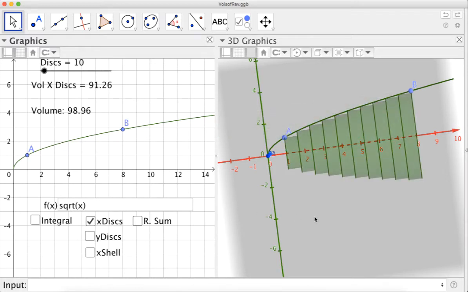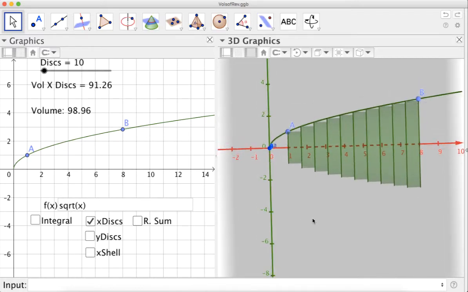But for now, we'll be working with what happens when we rotate a figure like this around the x-axis, and thinking about what are the dimensions of each of these cylinders, and then thinking about how to create an integral expression out of that.